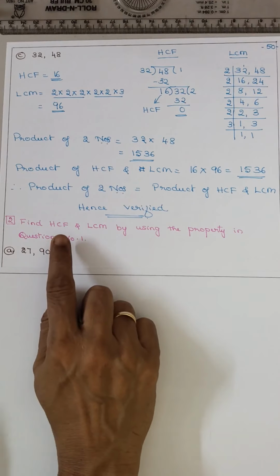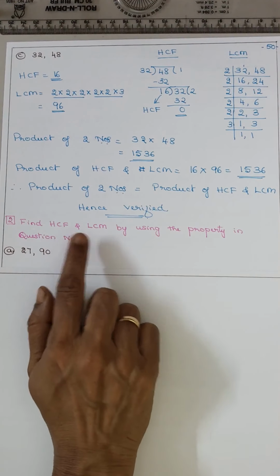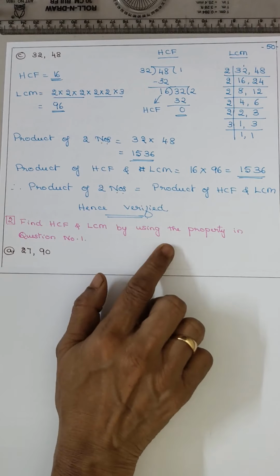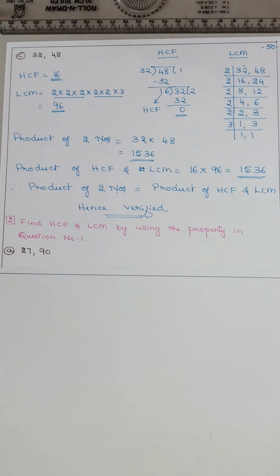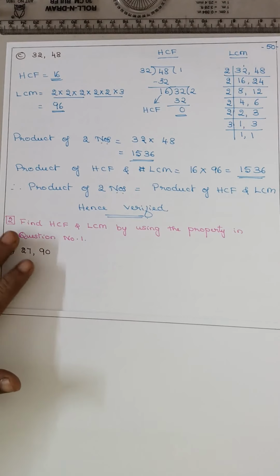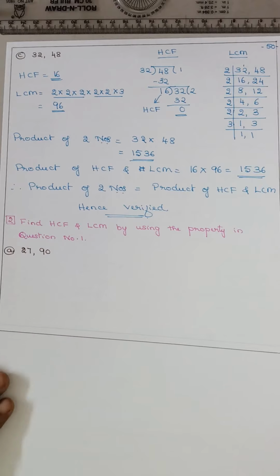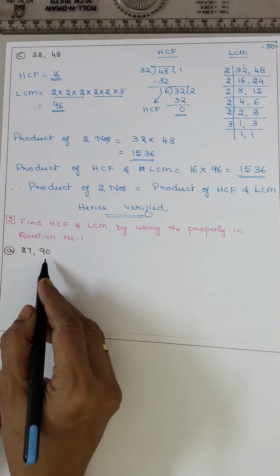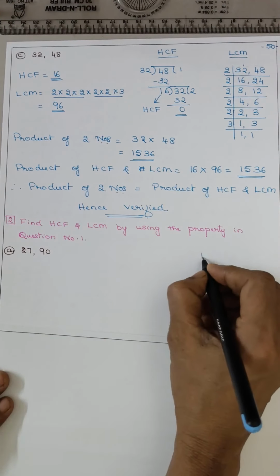Now coming to the second question: find HCF and LCM by using the property in the question number 1. So in the question number 1, we have understood the property, isn't it? Property is this: product of two numbers is equal to product of HCF and LCM. So using that we have to find out HCF and LCM. We have already done it in the example. So first 27 and 90. First find out the HCF.